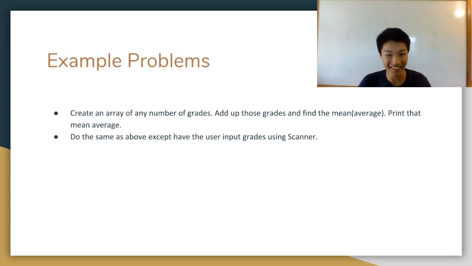We're going to go into a couple of these example problems, or practice problems. I'll read through it. We're going to create an array, working with basic arrays for now, of just grades, not letter grades, number grades, and add up all those grades and find the mean average, in as clean, concise, and consistent a way as possible, and print that mean average. Easy enough.